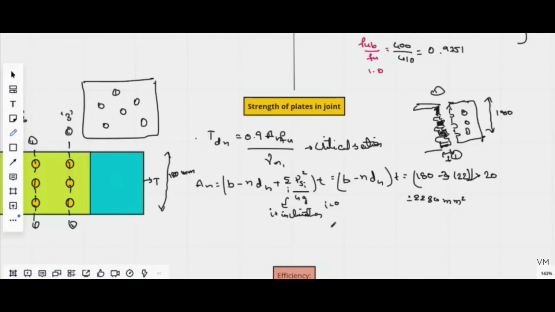Let's substitute the formula for net area here. Tdn equal to 0.9 An, 2280 into fu of plate, which is around 410 megapascals, by the safety factor 1.25, which we can get from table number 5 of IS 800 2007. If I calculate here, we will get this value as 673.056 kilonewtons. This is the strength of plate in the joint.